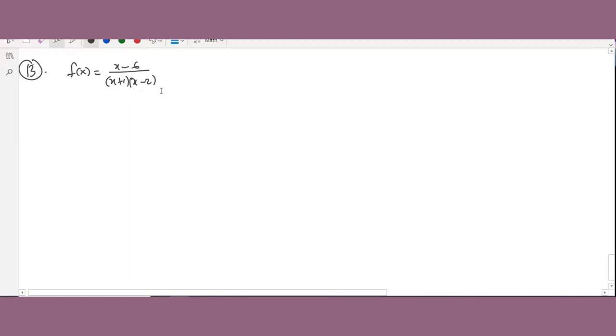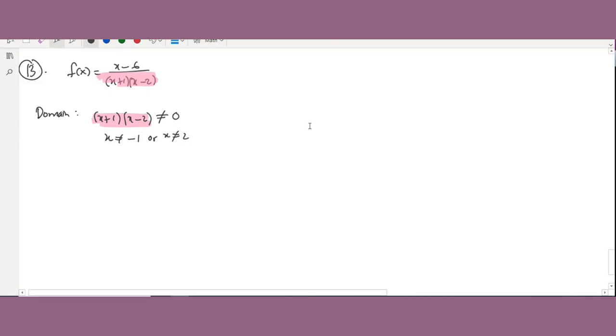Look, find the domain: the interval where f is defined. Same, the domain, and find all asymptotes. So, the domain. Here for the domain, the denominator x plus 1 times x minus 2 is not equal to 0. So x is not equal to negative 1 and x is not equal to 2.